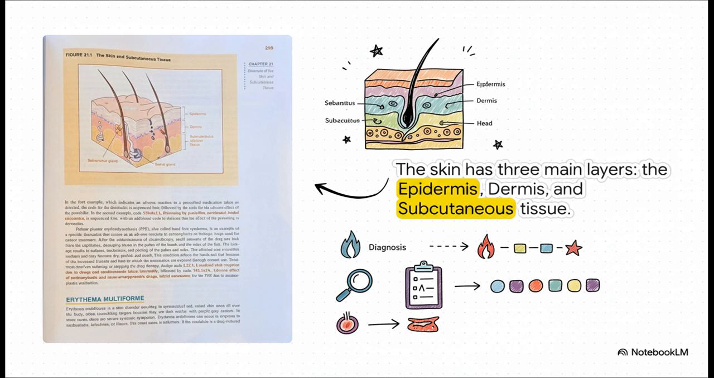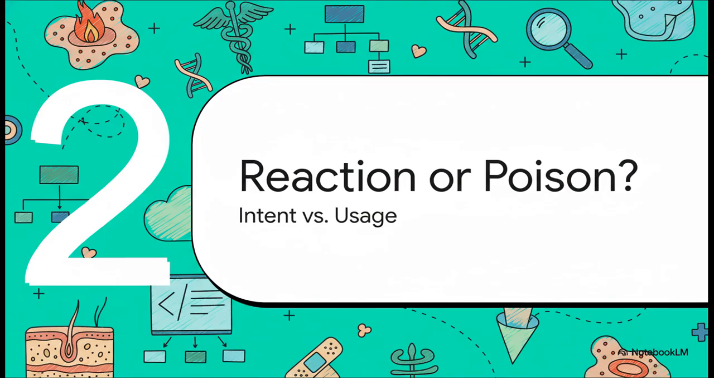So, time for a super quick anatomy lesson. Our skin isn't just one flat thing. It's made of 3 distinct layers. You've got the epidermis on top, the dermis in the middle, and the subcutaneous tissue at the bottom. Knowing these layers is absolutely crucial because the code you use can completely change depending on how deep a wound or a lesion goes.